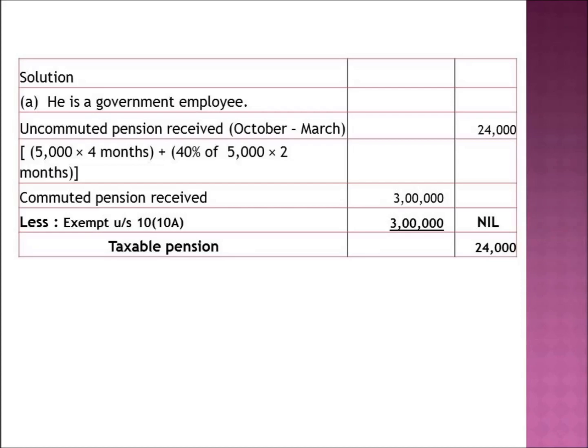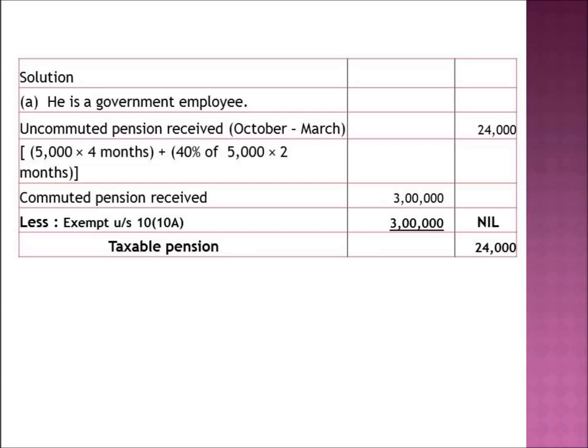So only the uncommuted pension received by Mr. Sagar will be taxable. So the total amount of taxable pension will be equal to the uncommuted pension received, that is equal to rupees 24,000. So this is how the pension income is calculated. It is divided into uncommuted and commuted, and then the taxation on that is applied.